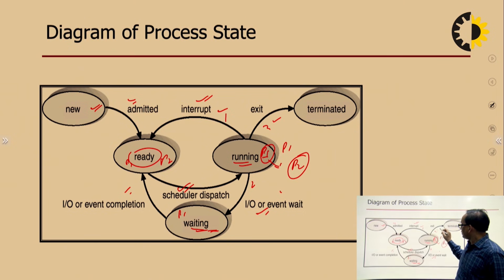This is the third case: whenever the process is executing and all the instructions of the process have been executed successfully, the process will come into the terminated state. When the process comes into the terminated state, the memory space or resources allocated to it will be taken away from that process and allocated to some other process. So this is the basic process state transition diagram.